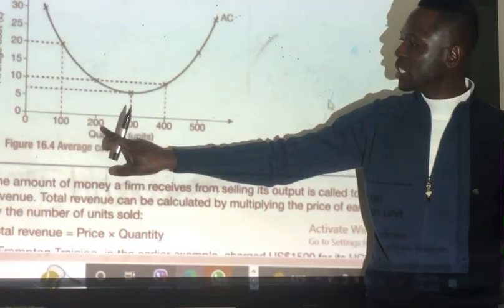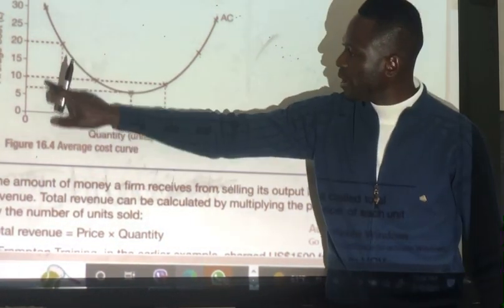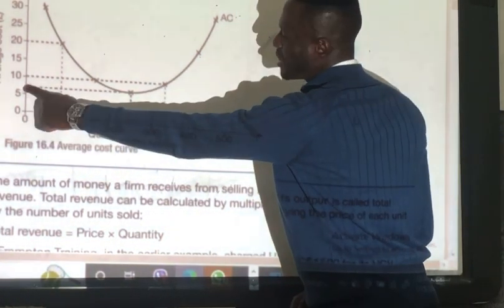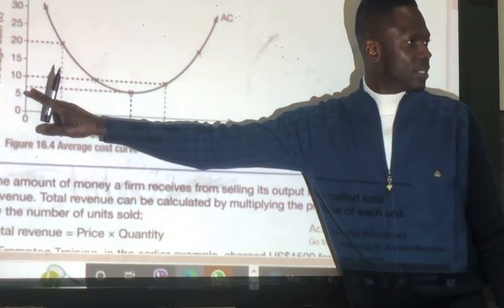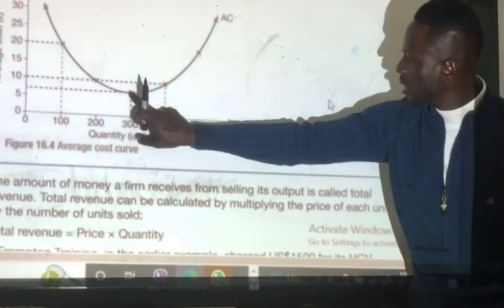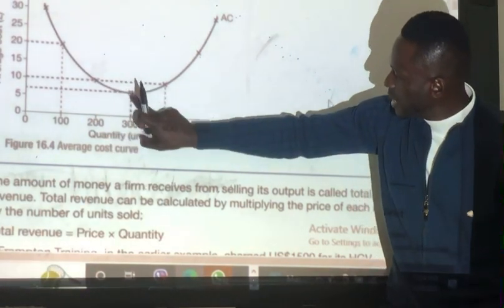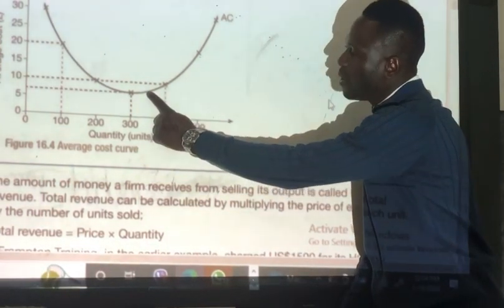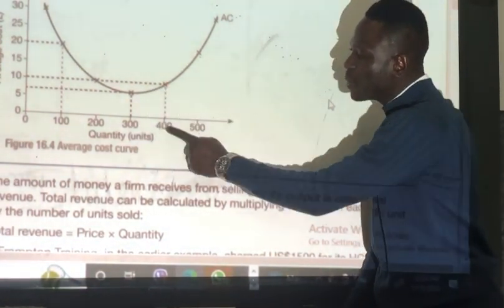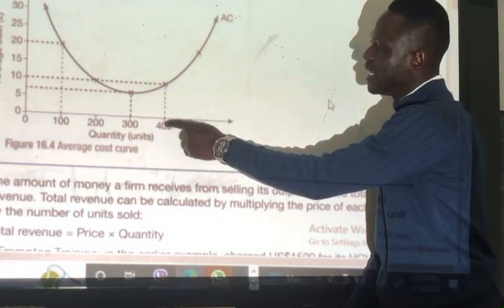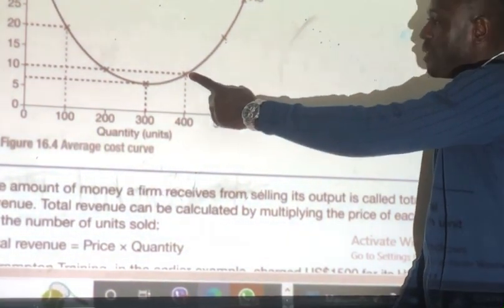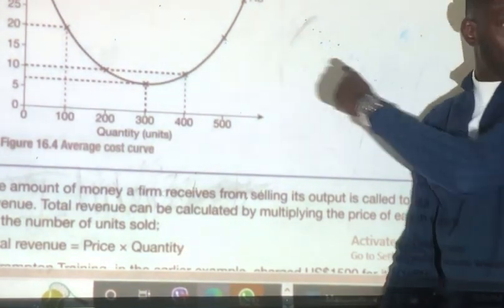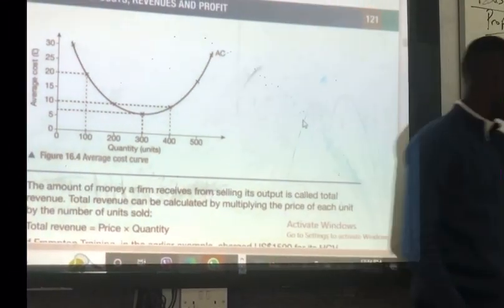As the unit increases to 300, the average cost fell from 20 to maybe 7.5 or 7, around 7. Do you get it? Yeah. So it continues to fall. It continues to fall from 10, it fell to 7. But what happens? It reached the minimum point where it starts increasing again. So as the output increases from 300 to 400, the average cost starts rising from 7 to what? To 10. As it increases, it continues to rise. That's why it is what? U-shaped.